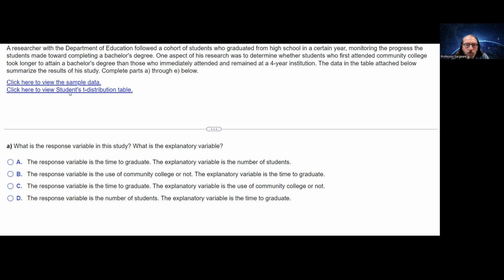Now, before we look at the data, what is the response variable in this study? What is the explanatory variable? The explanatory variable is the bit about whether or not someone attended community college first, and then the response, how long it took to graduate.